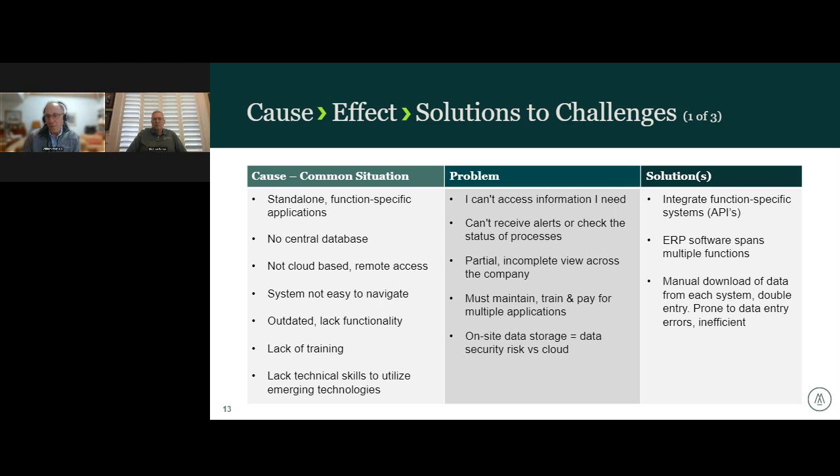And then there's what we see a lot of, is people are still going through and manually downloading data from multiple systems. We're having to double enter that information. There's always the opportunity for data entry errors. And so it's just a very inefficient, slow, tedious, low value process that in today's world, we really don't need to deal with anymore.